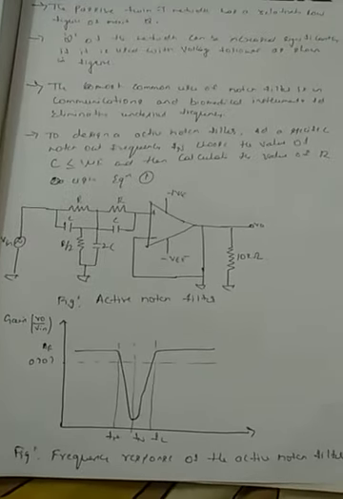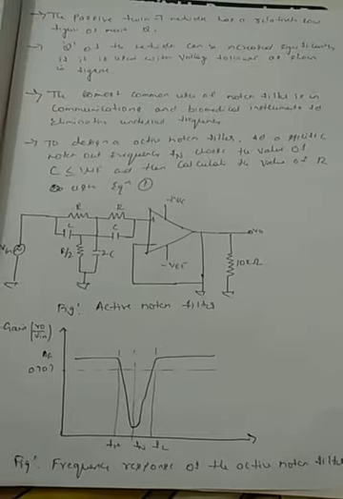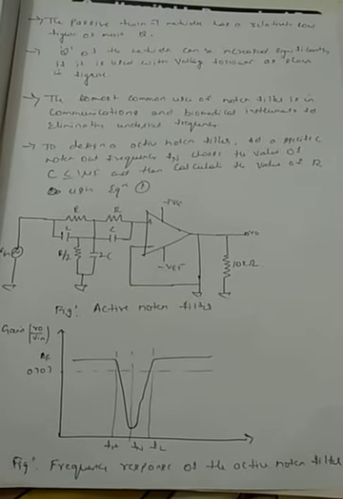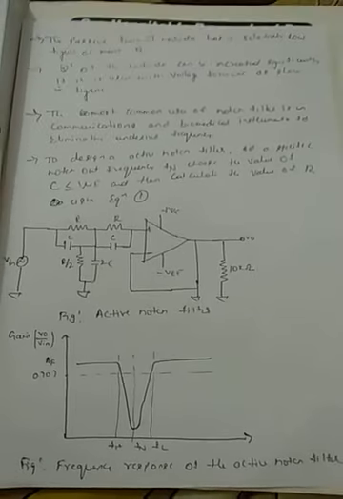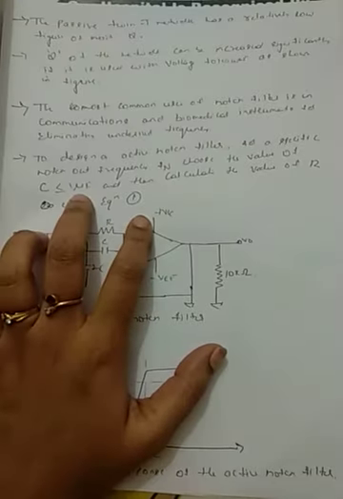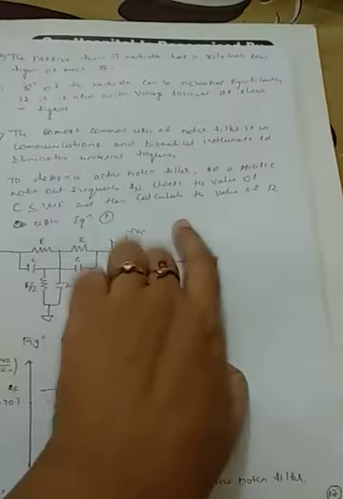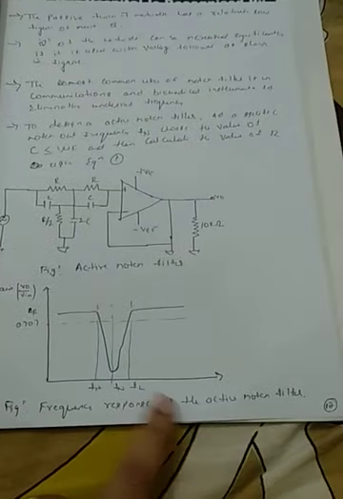To design a notch filter for a specific notch out frequency Fn, for a specific elimination of frequency, the value of C should be less than or equal to 1 microfarad, and then we can calculate the value of R. This is the frequency response of an active notch filter.